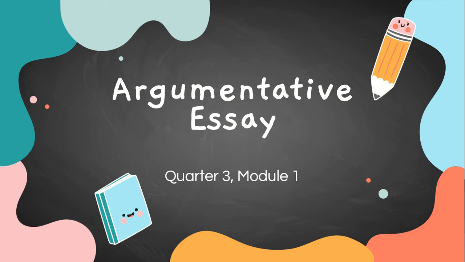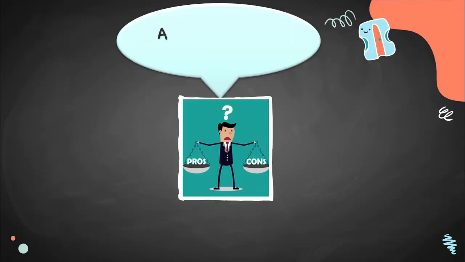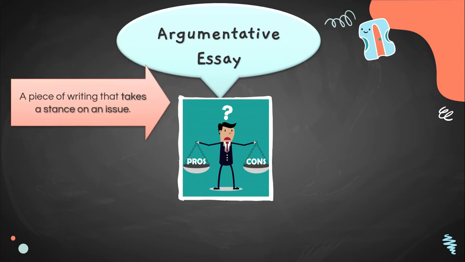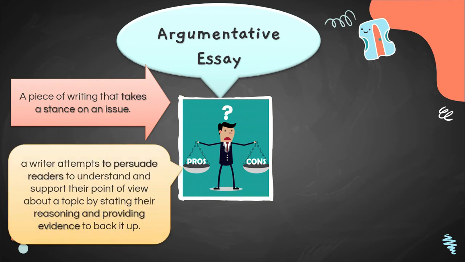First, let's define what an argumentative essay is. Do you know what an argumentative essay is? An argumentative essay is a piece of writing that takes a stance on an issue. The writer attempts to persuade the reader to understand and support their point of view about a topic by stating their reasoning and providing evidence to back it up.